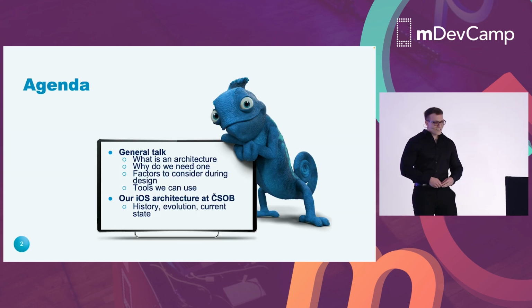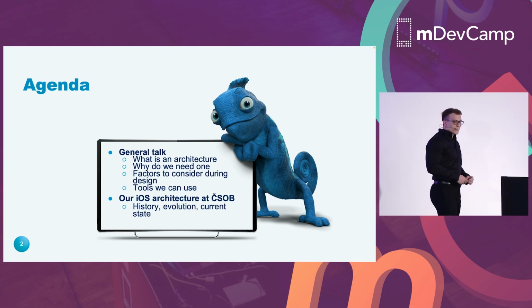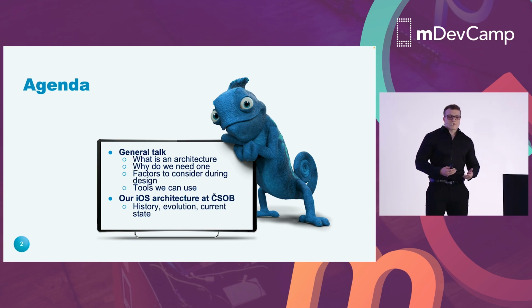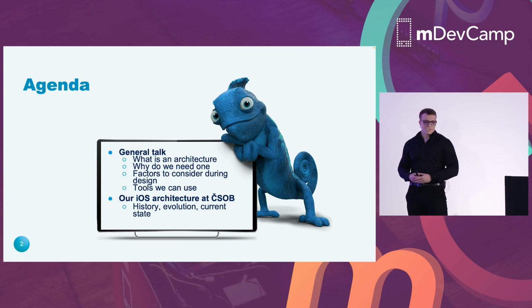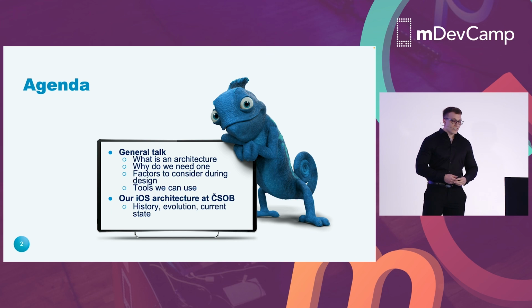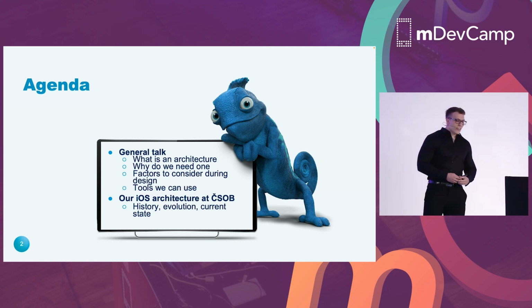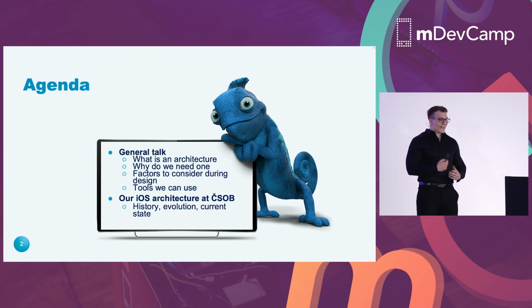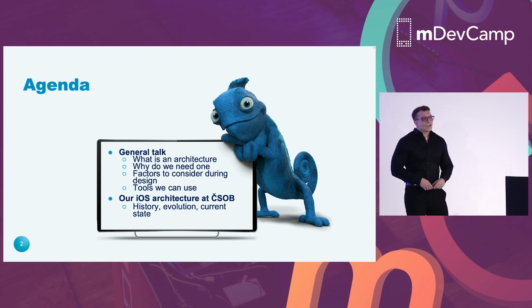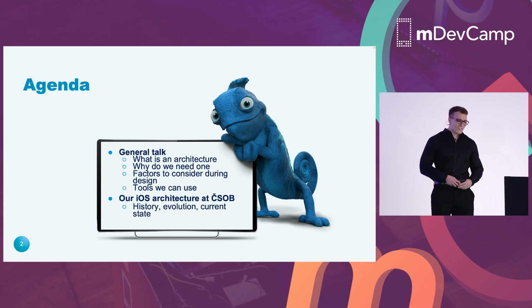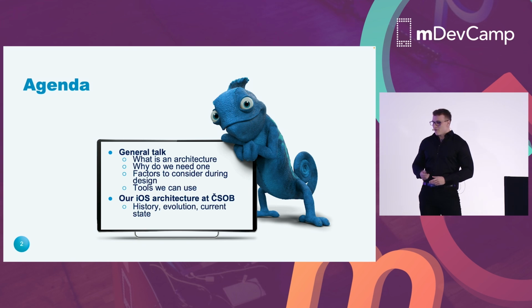It works. First, what will be in my presentation? We will start with some general talk. What is an architecture? Why do we need one? And what factors should we consider when designing one? Also, we will look at tools that we can use when documenting an architecture. Then I will move into specific talk about our iOS architecture at ČSOB. Its history, how we started, how it evolved, what challenges we had along the way, and what is the current state of our architecture.